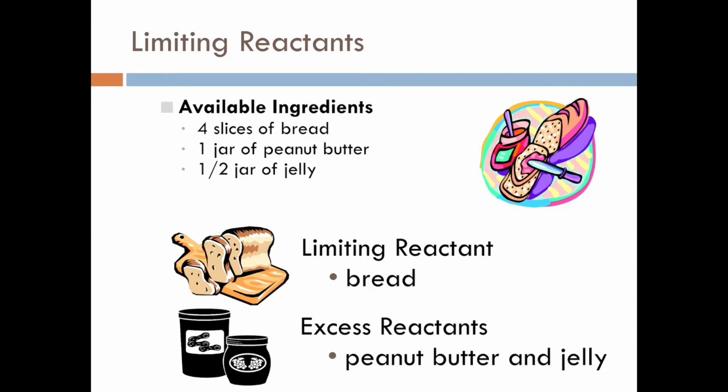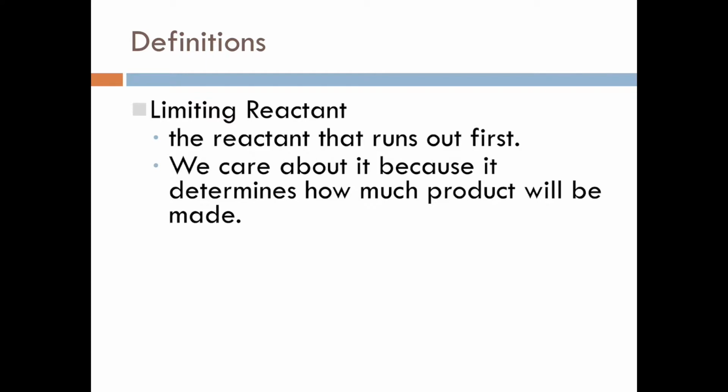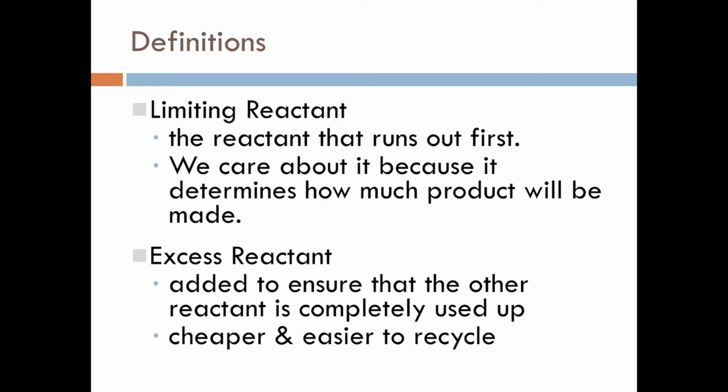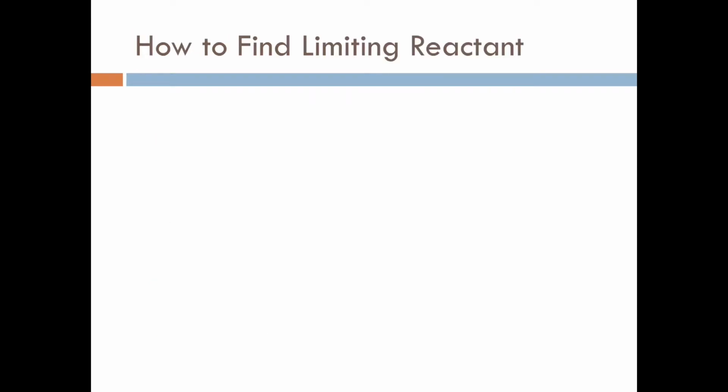The word excess just means that we have extra of them. They're in excess. So the limiting reactant is the reactant that runs out first. We care about this because it's going to determine how much product will be made. The excess reactant is added to ensure the other reactant is completely used up. Usually the excess reactant is cheaper and easier to recycle. So for example, with the baking soda and vinegar in our baggie lab, the excess reactant was the vinegar because I had a huge jar of vinegar for you.